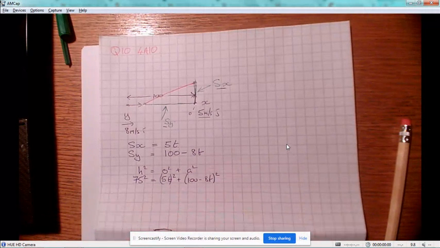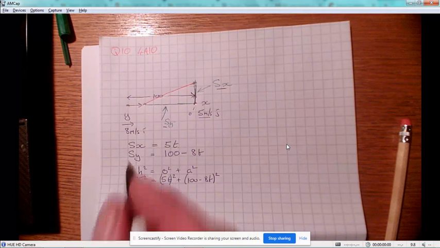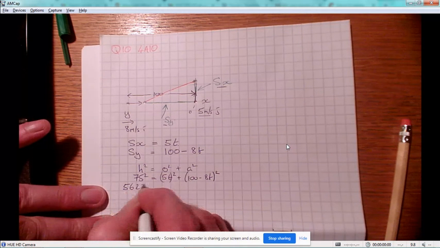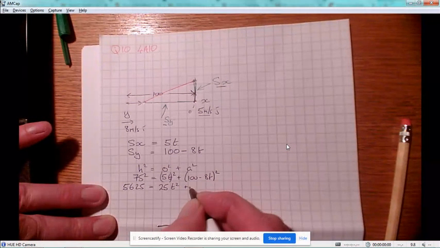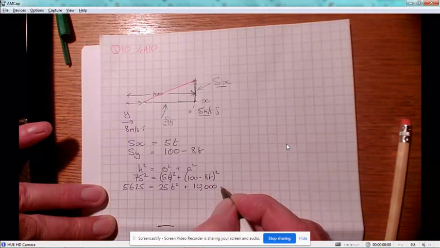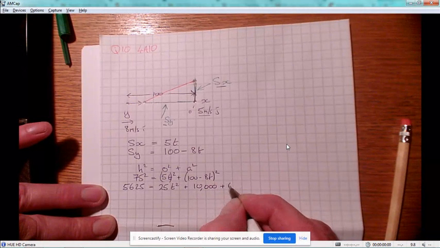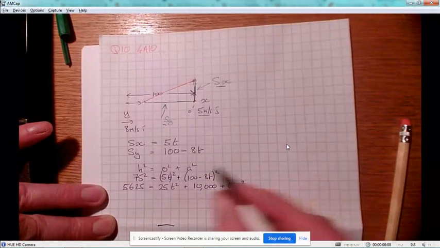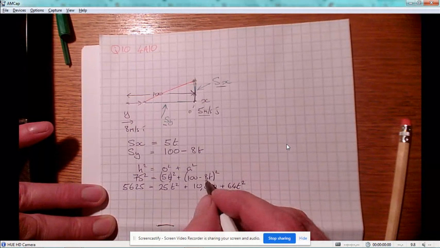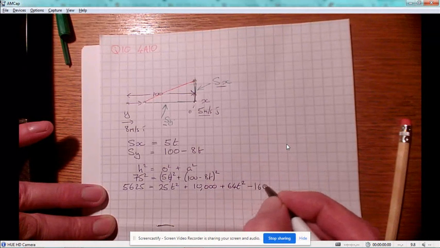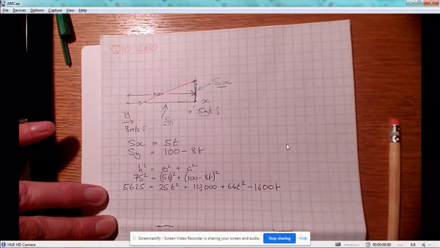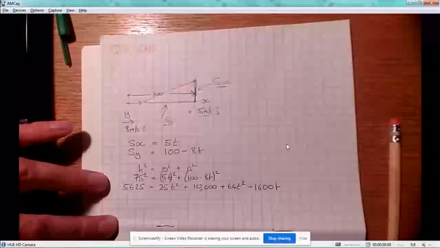So 75 squared is 5625. 5t squared is 25t squared, plus 100 squared is 10,000. 8t squared is 64t squared, and then 100 by minus 8 gives me minus 800, and 8 by minus 100 minus 8 by gives me minus 1600t. You've probably done that sort of work before, so that's what this is.